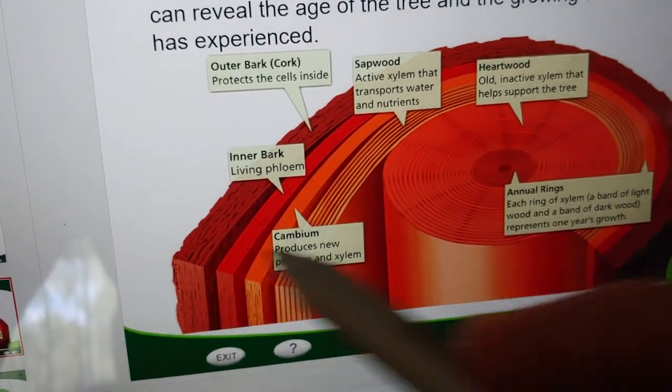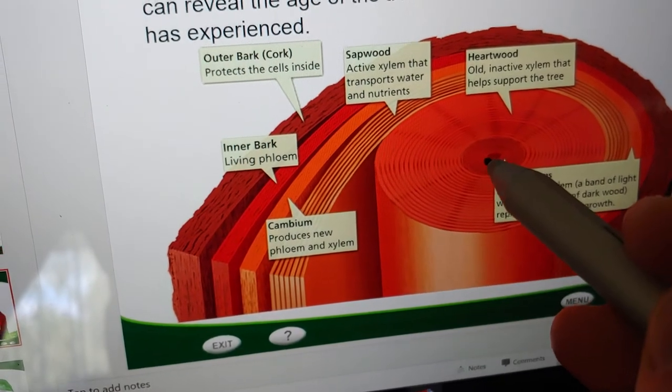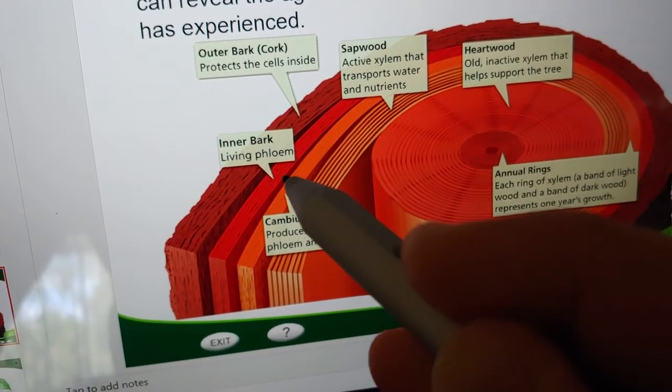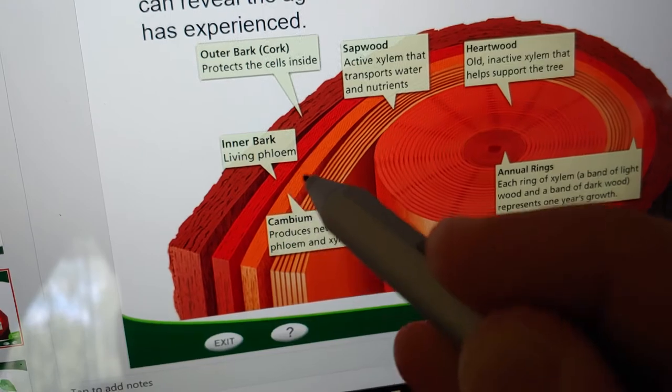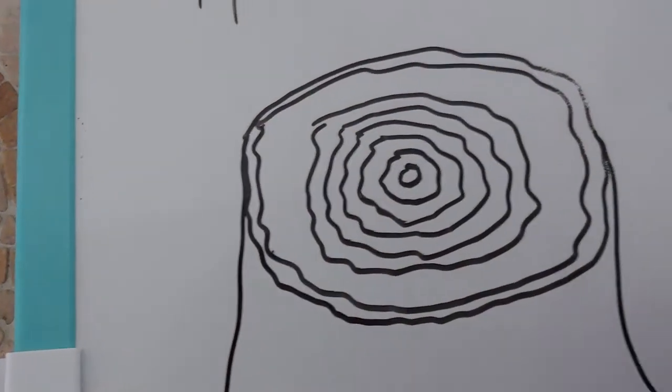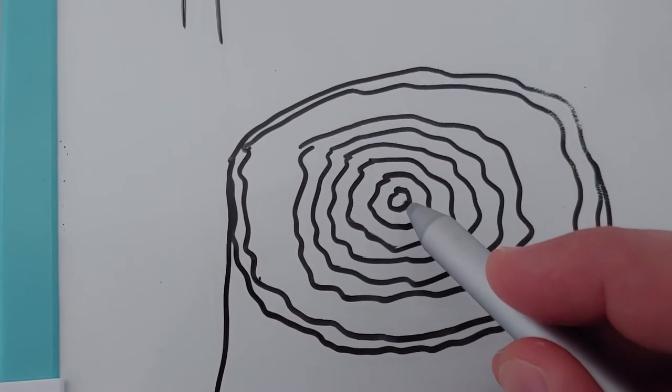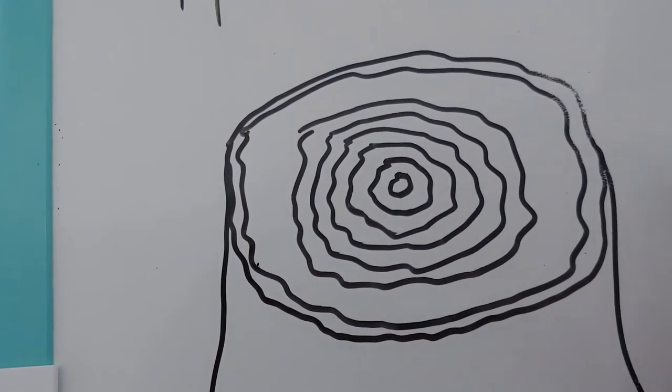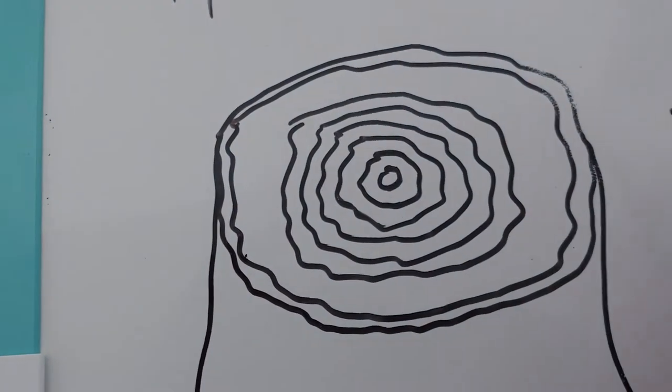So the best way to count rings is to start in the middle and work our way until we get to this huge gap of cambium and we stop right there. So let's say here's a tree trunk that I just cut. The way that we count is we start in the middle. Now we can move from here to the right or you can move from here to the left. I'm going to go to the right.